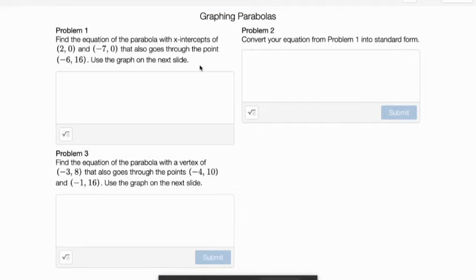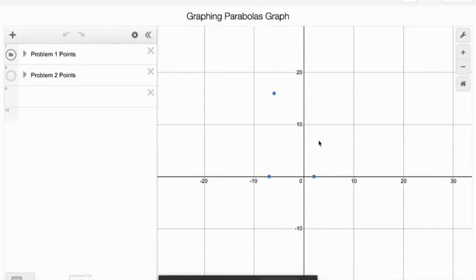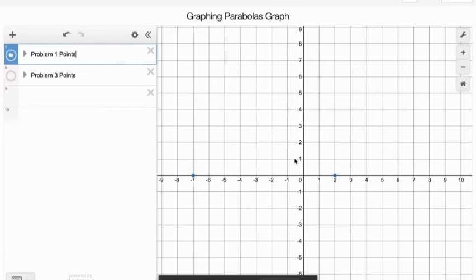All right. Beyond lines, remember we have parabolas, and we've got multiple formats for parabolas. When I look at this first one, because I'm giving you x-intercepts, you should really think about that being factored form. If I go to my graph here, all my points are already plotted. Sorry, this should say problem 3.